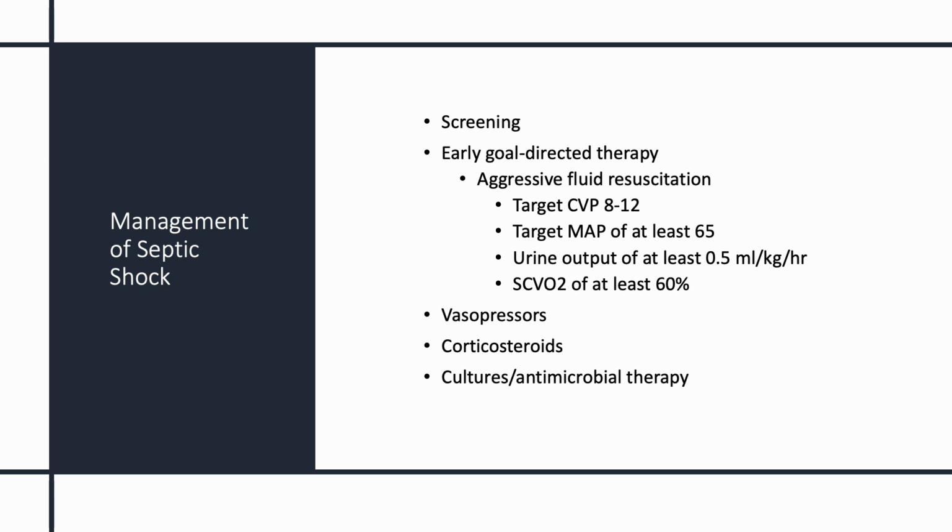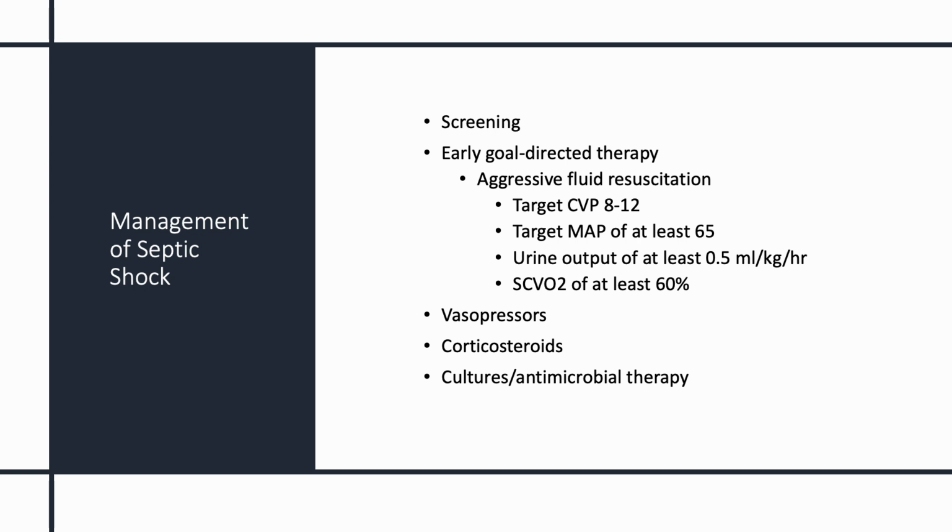Management of septic shock includes initiating treatment early to improve outcomes, and aggressive fluid resuscitation to restore intravascular volume. You want to aim for a CVP of 8 to 12. In septic shock, aggressive fluid resuscitation is often required to counteract the vasodilation and increased vascular permeability that cause fluid to shift into the interstitial space.